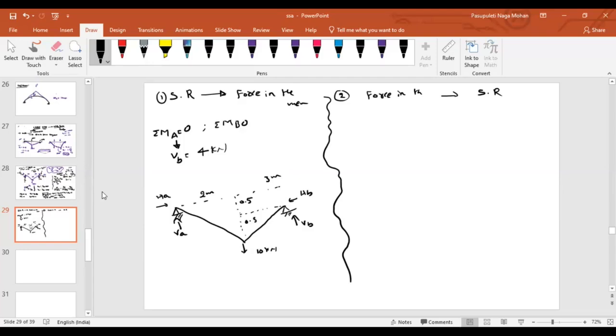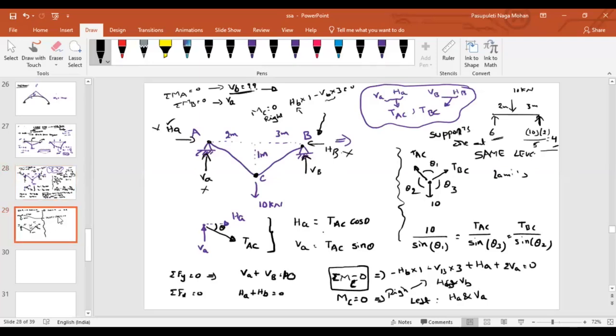Now, can you tell me what is the equation for the previous case here? You have got it as VB into 5 minus or plus 10 into 2, that will be equal to 0, right? There may be plus or minus. Okay, anti-clockwise minus, that's right.